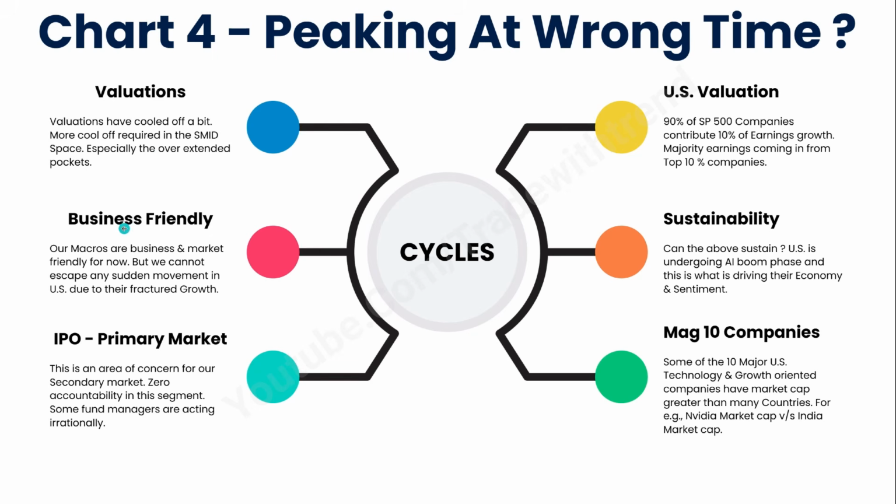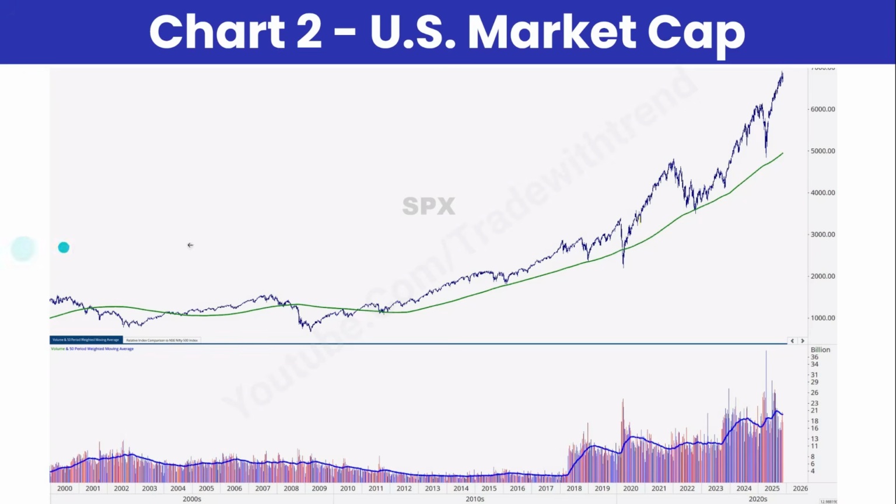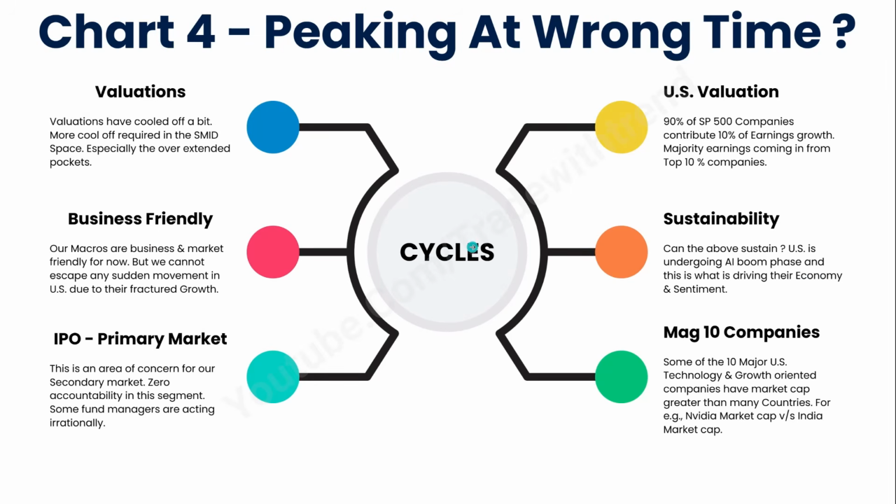Now, business friendly. Currently, our macros are business and market friendly. But in case we start seeing a sharp cut in the US market because of certain things that I'll explain that are going on in the US market, then our market won't be able to survive that. We will fall with the US market.